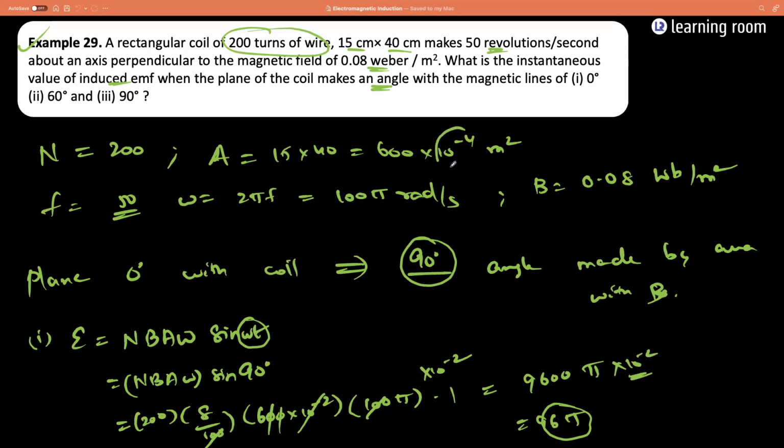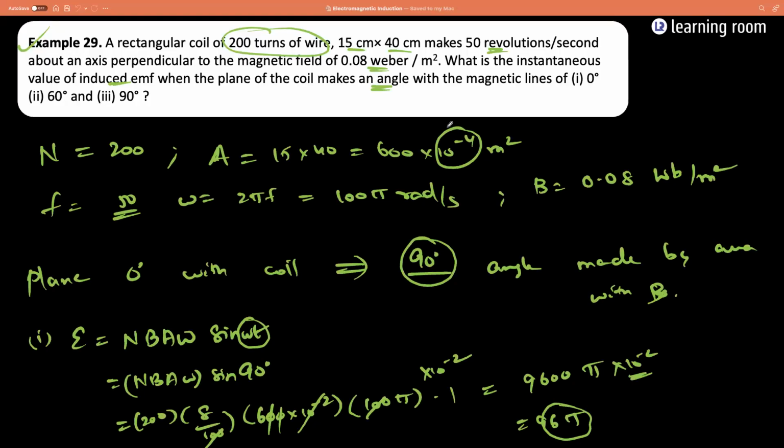Did you understand what was the mistake? See, centimeter into centimeter is centimeter square. 1 centimeter square is 10 power minus 4 meter square. Everything else is fine. So the answer should be 96 pi volt. So it should be 96 into 3.14 volt. That is the instantaneous EMF.